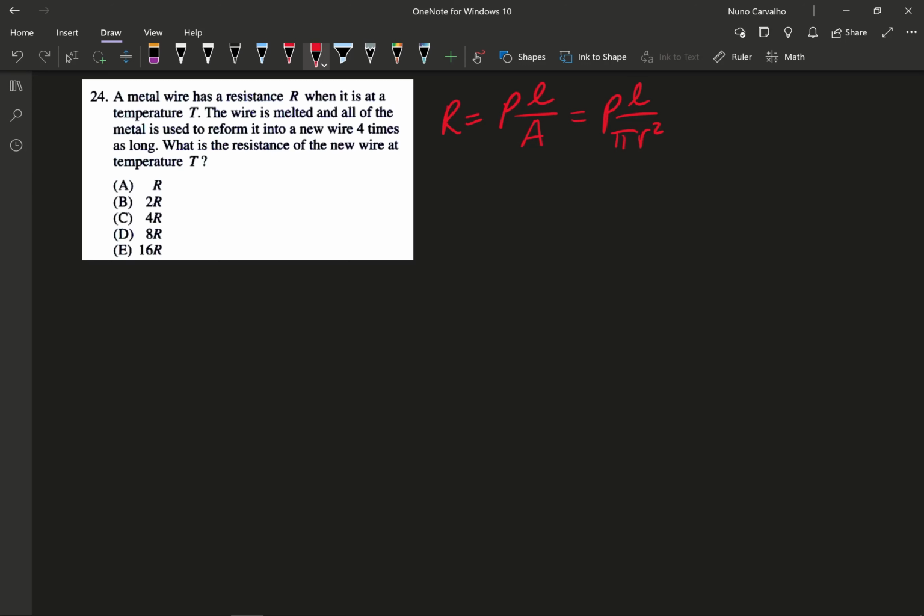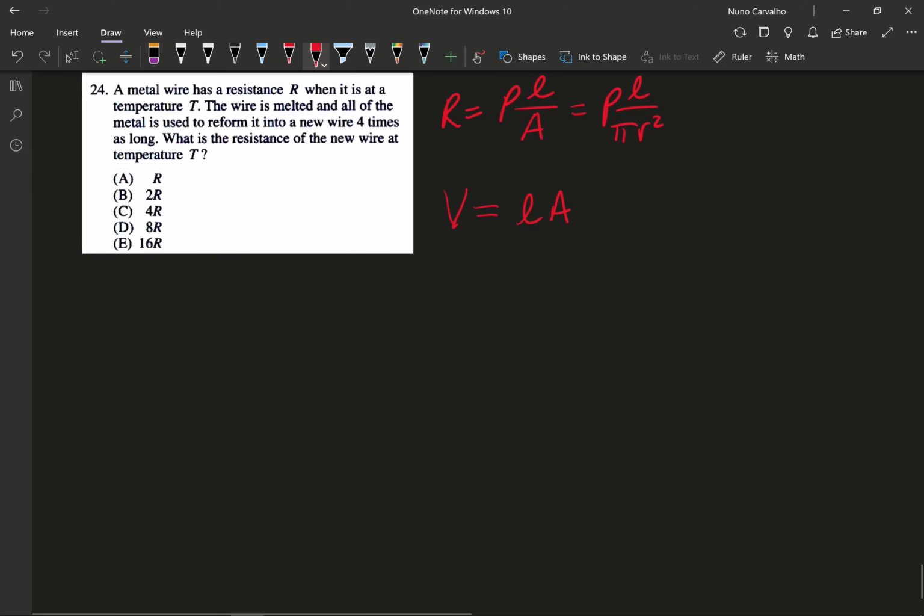So then what happens when we melt it and reform it? Well, we're keeping the volume the same, which means originally the volume of metal that we had could be given by L times A, right? But what we're going to do is reform that where L is now 4 times as long, so like that. But then that must mean that the area must be a fourth as big, right? Because we need to keep the same volume. So by quadrupling the length, we're going to be cutting the area in 4.